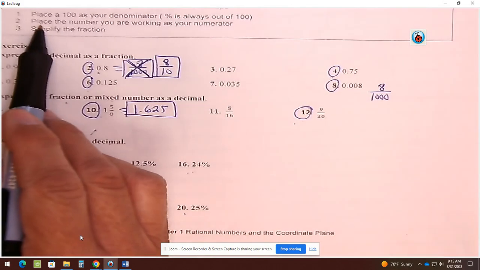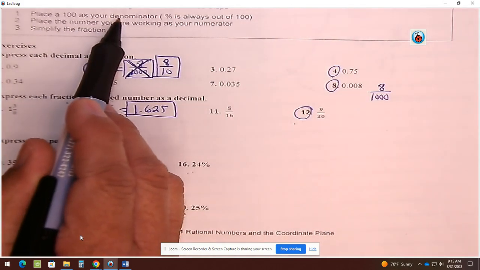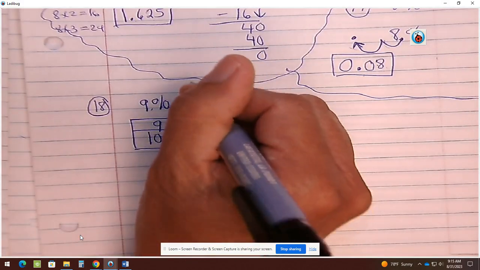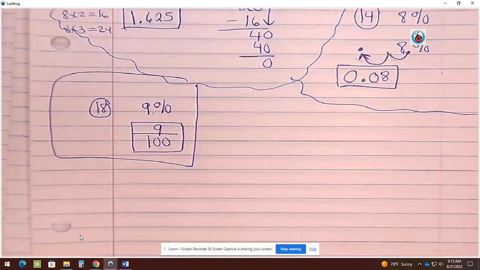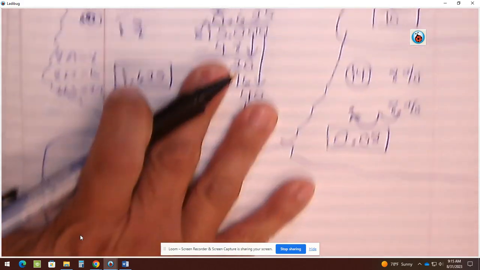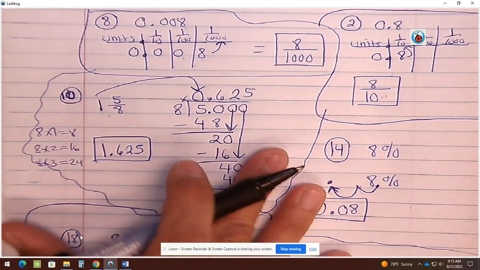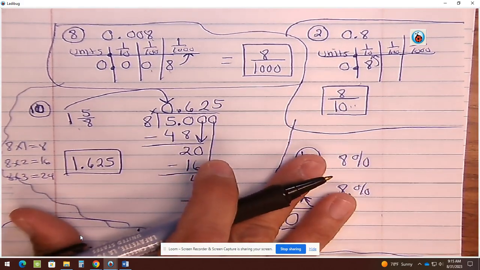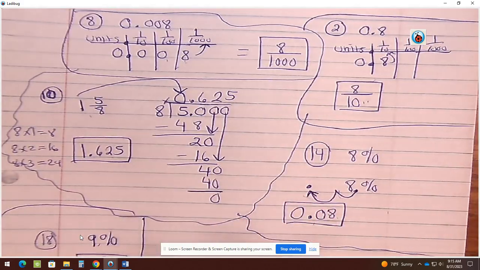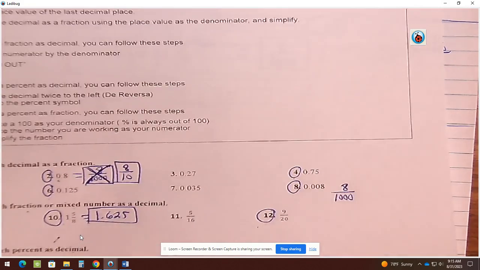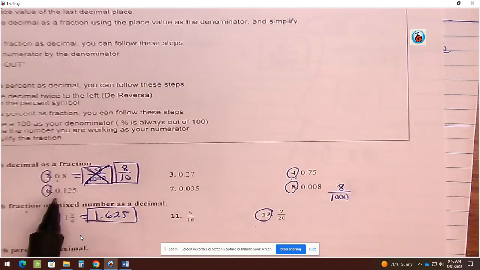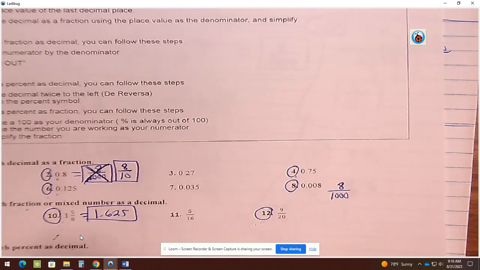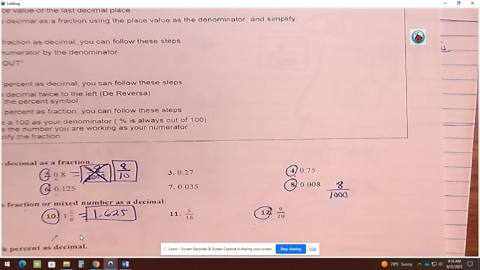Again, the notes is here. Place 100 as a denominator, which is the bottom number. It's always out of 100. The way I did number 18, you're going to do number 20 by yourself. So that's today's homework. If you don't have internet, you better come and get a copy of this. So you have everything, step by step of what I expect you to do for number 4, number 6, number 12, number 16, 18, and 20. Okay?